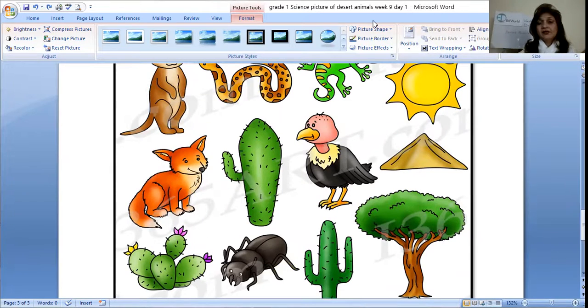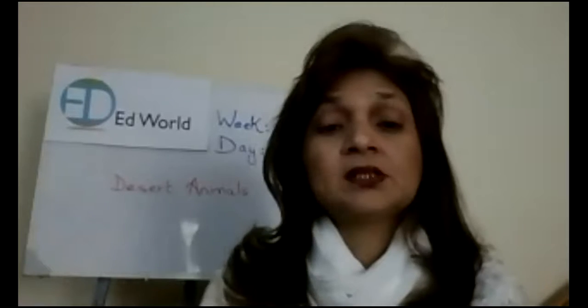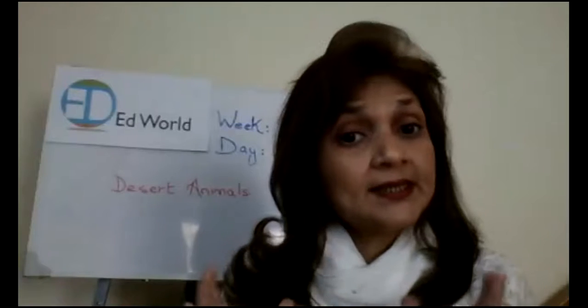And why do they live in a desert area? Like I have told you, because they can easily adapt themselves to the environmental conditions. How does a cactus adapt itself?